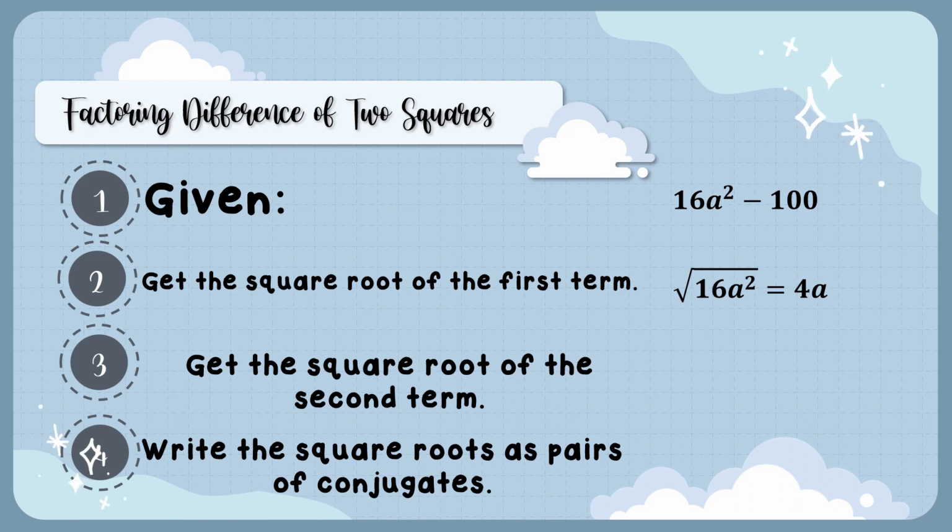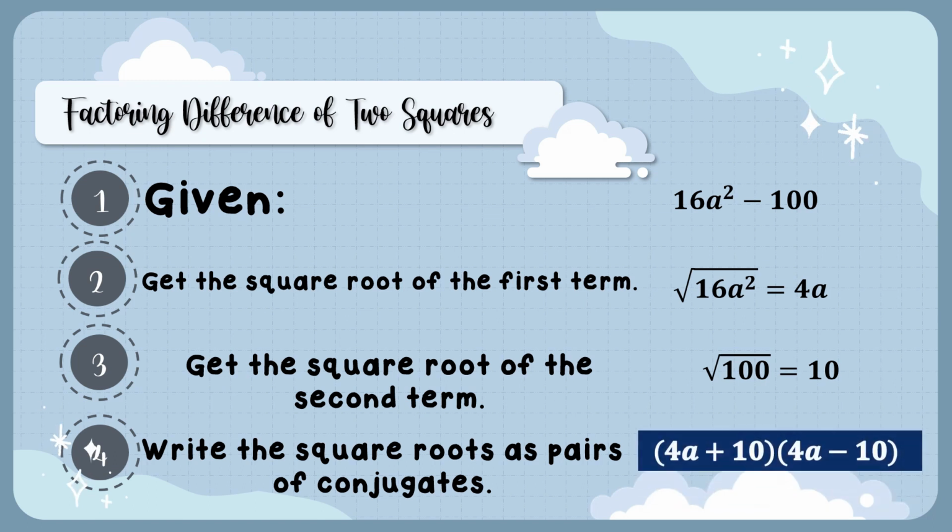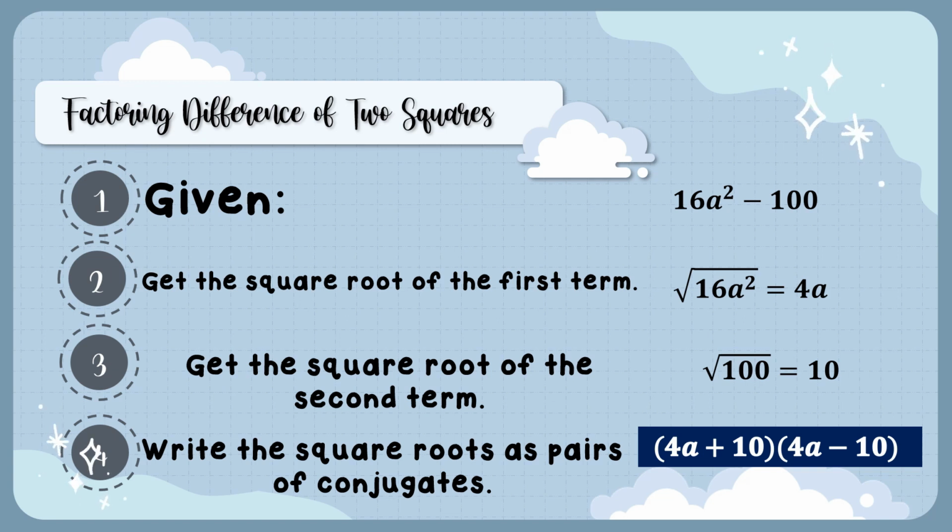Now let's do the second step. Get the square root of the second term. The second term for this example is 100, and the square root of 100 is 10. In the last step, write the square roots as pairs of conjugates. We have here the quantity of 4a plus 10 times the quantity of 4a minus 10.